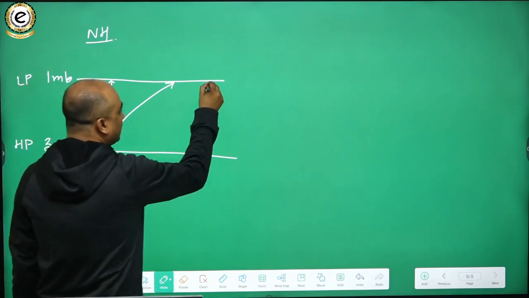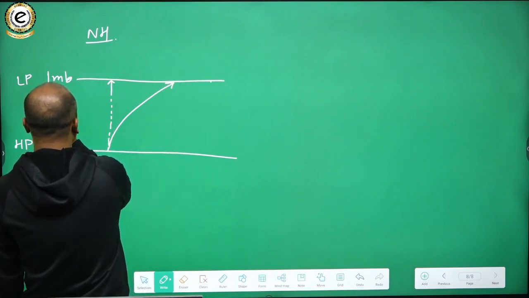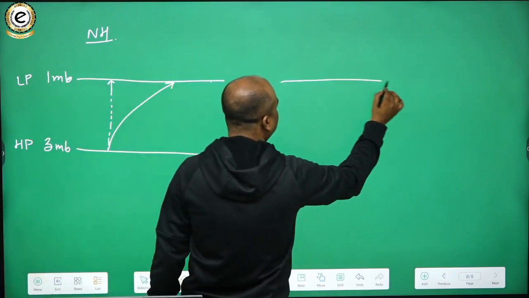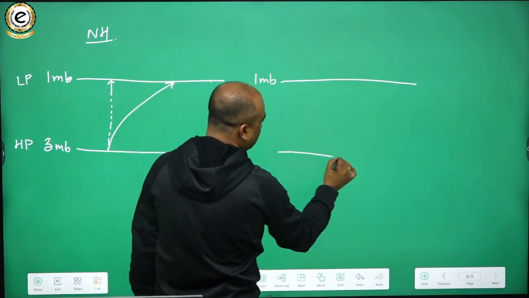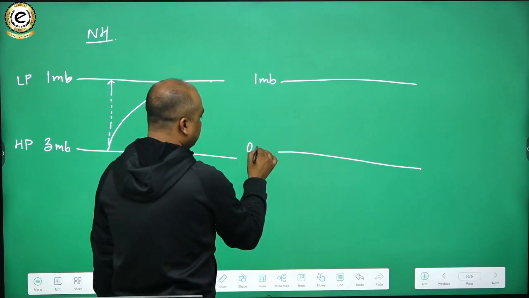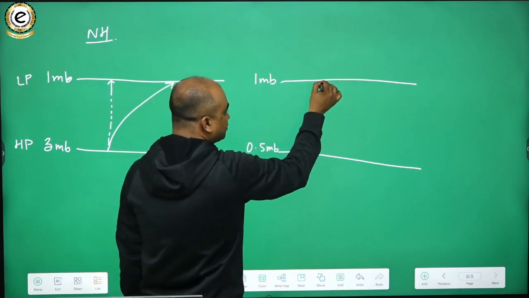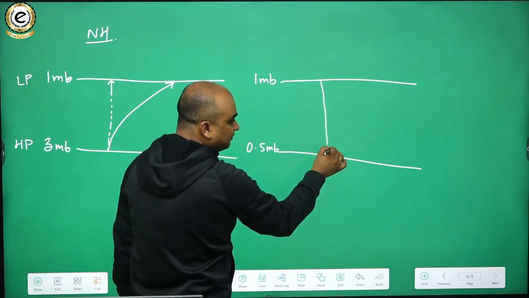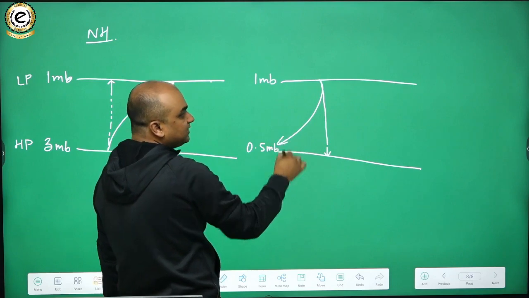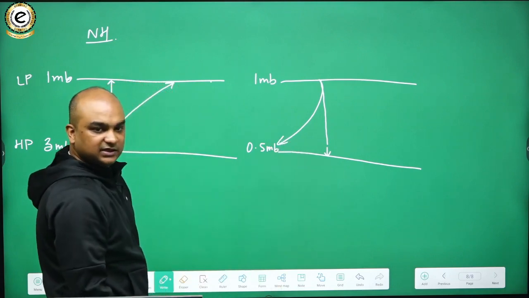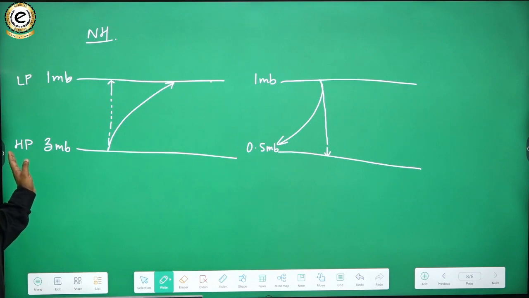If the wind is blowing from here to here, suppose एक और ले लेते हैं हम. Let's assume this is 1 MB and this one is 0.5 MB. Now this is high pressure, this is low pressure. The wind should blow like this, but will it blow like this? No, it will blow like this. If I am in the northern hemisphere, अगर southern hemisphere में चले जाऊँ मैं तो ये चीजें left की तरफ हो जाएंगी. Do you understand that?